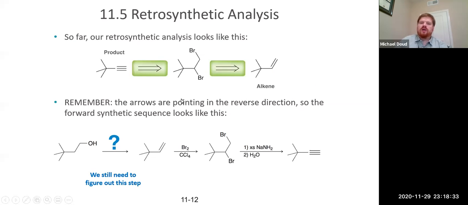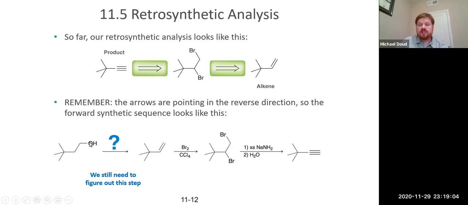So far, what we know is we can make the alkyne from the vicinal dihalide, and then we can make the vicinal dihalide from the alkene. So we're doing pretty well. So now the question is, how do we get from the alcohol to the alkene? And you might think that there's another step here. There might be. We don't know. I'm just giving you the hint here, basically. But how is it that we can go from an alcohol to an alkene? Can you recall from the addition chapter?